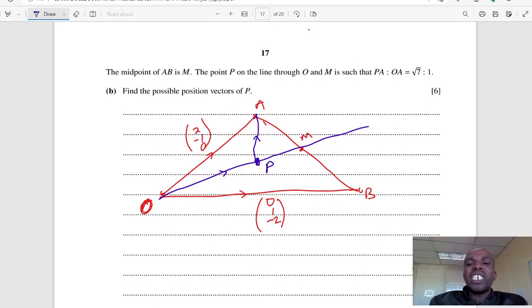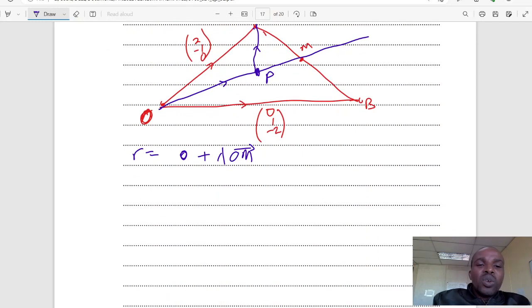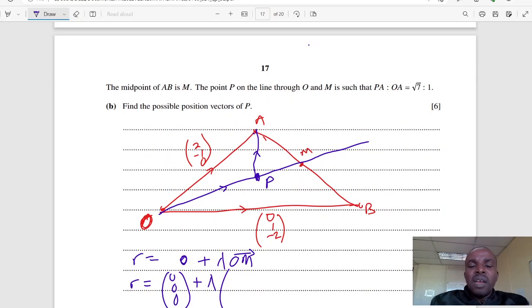They said the point P is on the line through OM, which means you have to find the vector equation of the line OM. So the vector equation is r equals OM, where OM is the direction vector. O is the origin, (0, 0, 0), then plus lambda times OM. Since M is the midpoint, we find AM, but first you have to find AB.